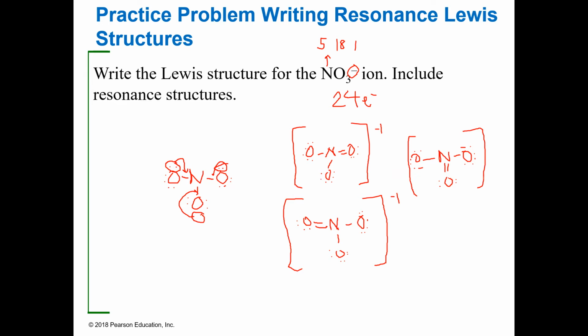So I had three options for my Lewis structure here. And these are all resonance structures of each other. We show the resonance with a double arrow, showing that these interchange. So the nitrate ion has three resonance structures.